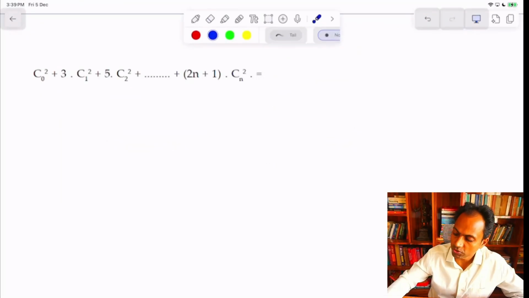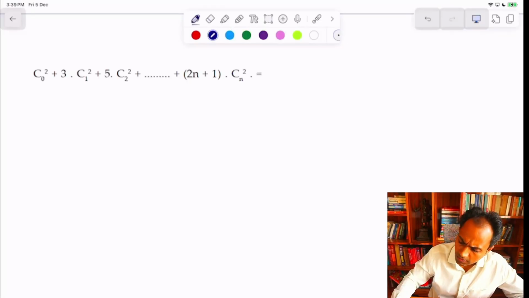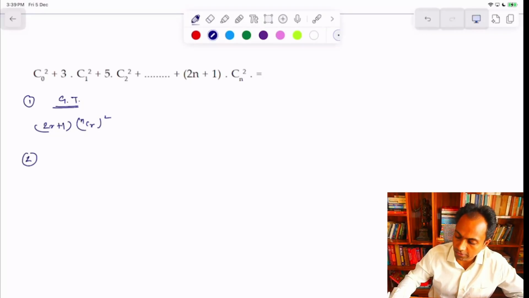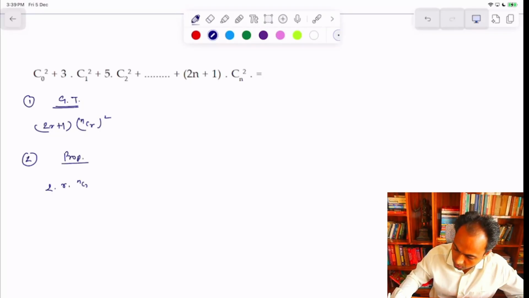Now let us do one more such question so that it gives you more sense of clarity. So again, we'll start with the general term. Now the general term in this case will become (2r+1) (nCr) whole square. So now you can see that here I can have one more shortcut into place. The earlier thing I can do, but I can do a shortcut also. So if I apply properties, I can write this as 2 into r into (nCr) whole square plus (nCr) whole square.